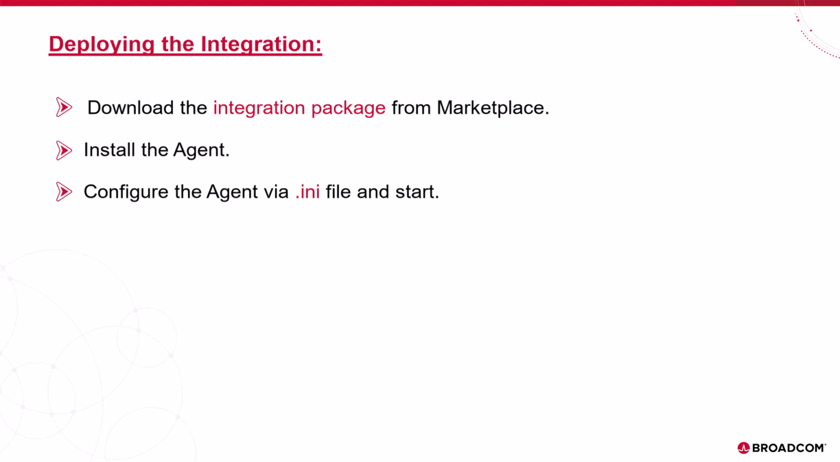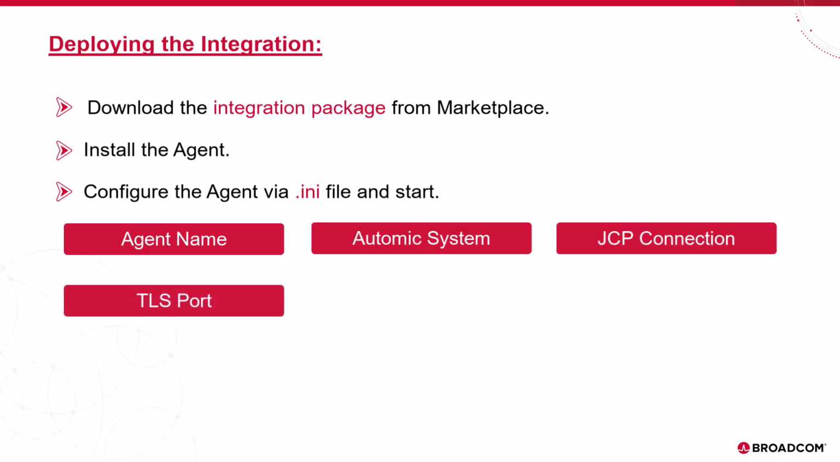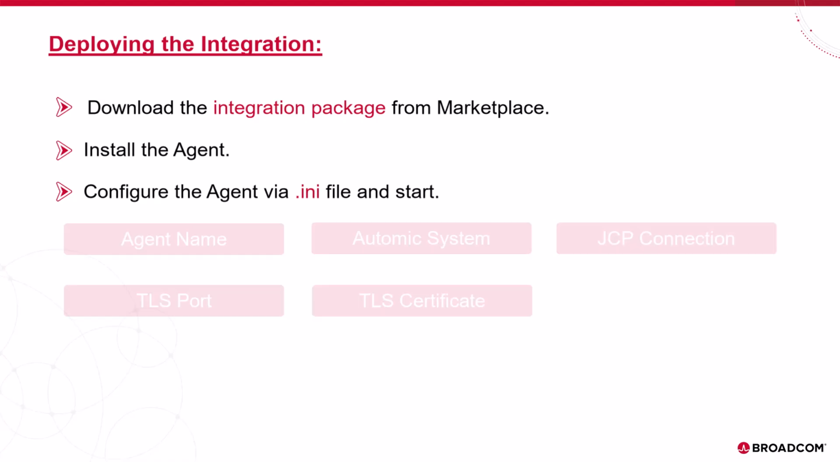Google Cloud Batch is a standard Automic agent. It requires at least 4 values to be updated: agent name, Automic system, JCP connection, and TLS port, and finally TLS certificate. When the agent is configured, we start it. New object templates are deployed.